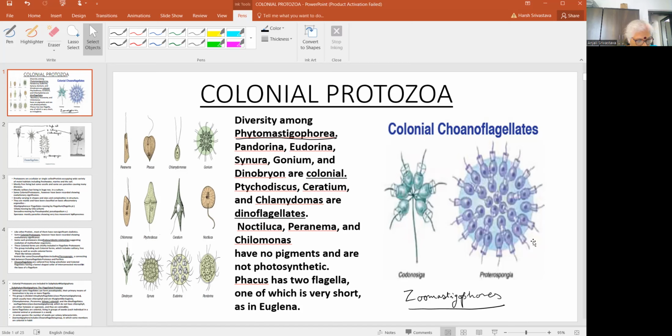That is the Acanthoecida, the Craspedida, and the Codonosigida. These are the three main groups.